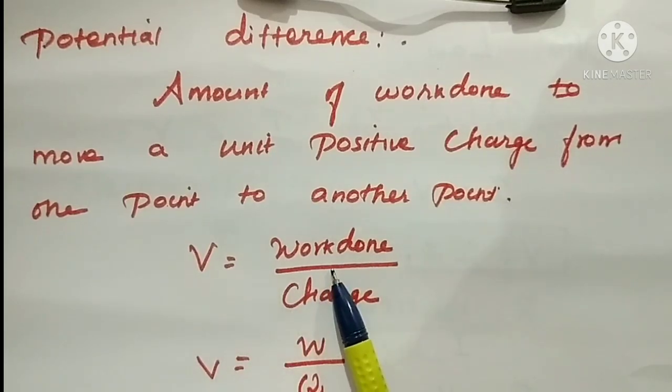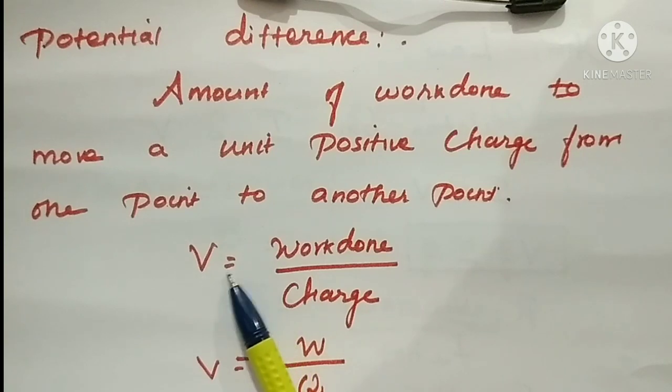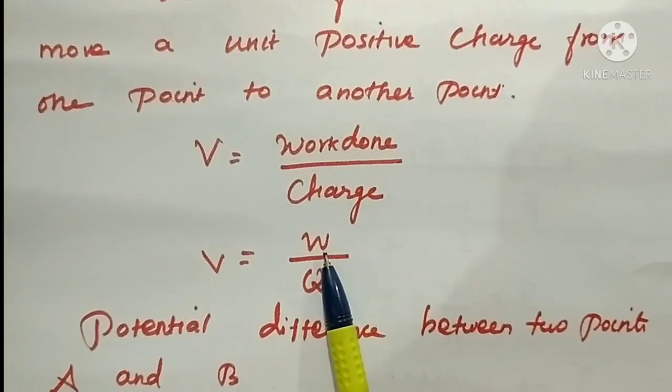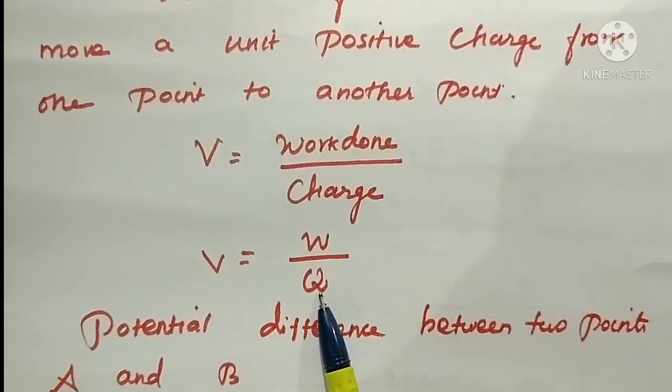Work done by charge is equal to potential difference. So V is equal to W by Q. Work done is represented by the symbol W, and charge is represented by Q.